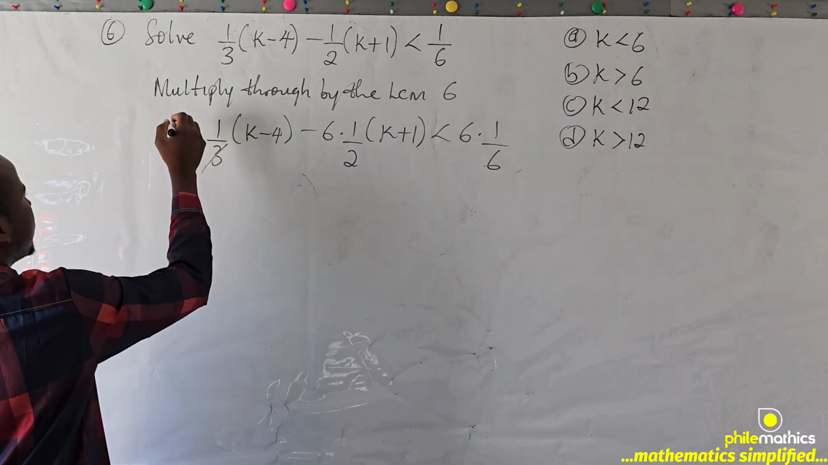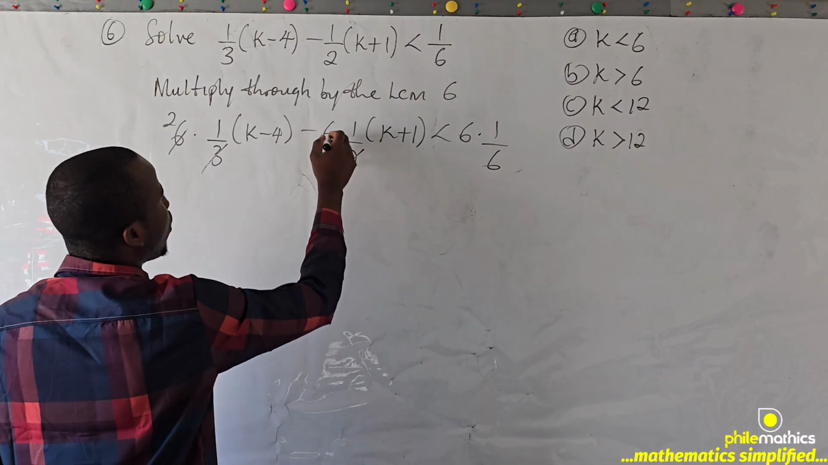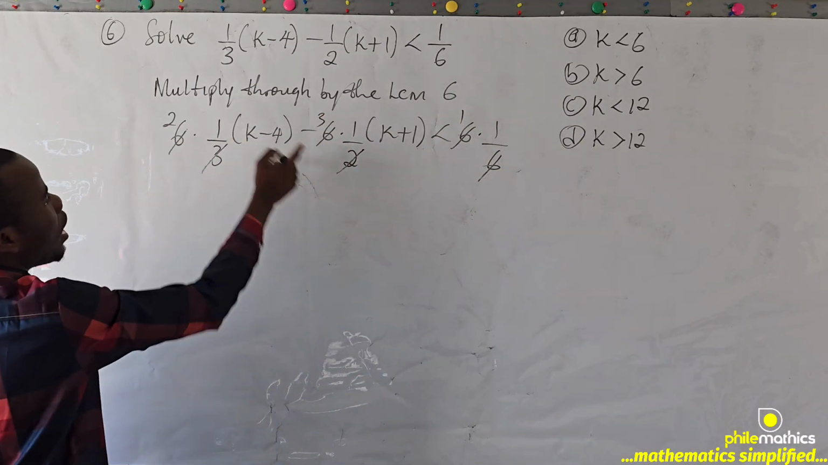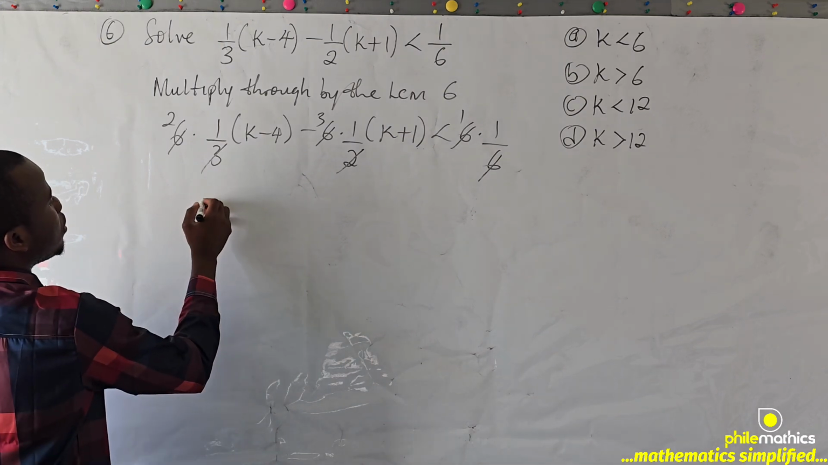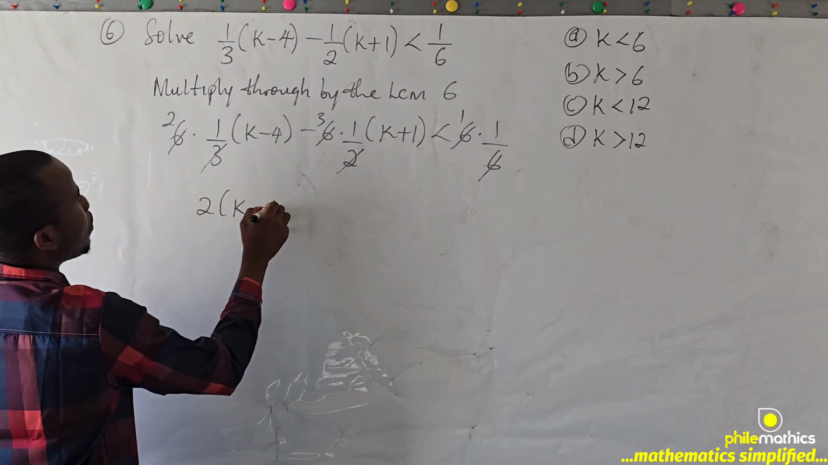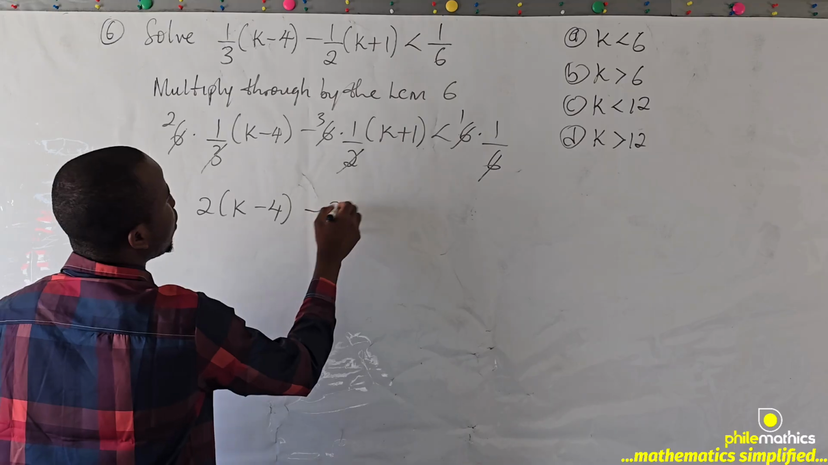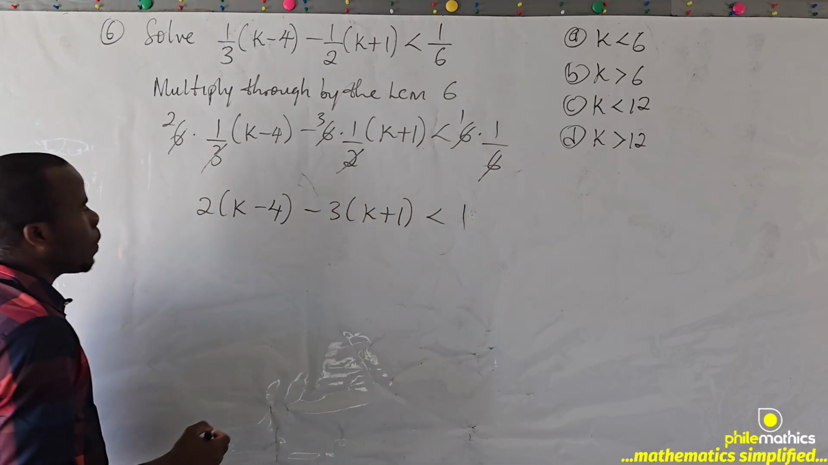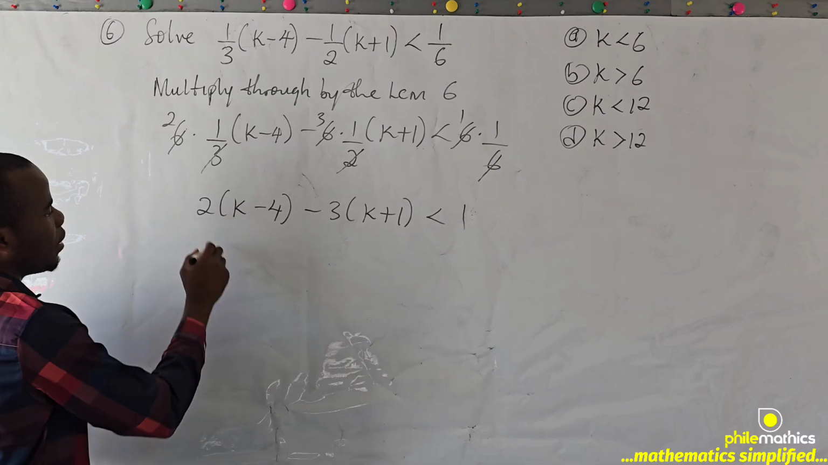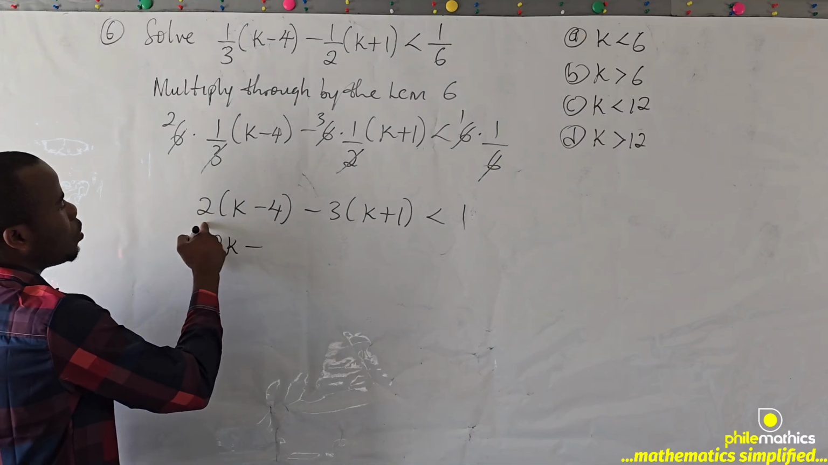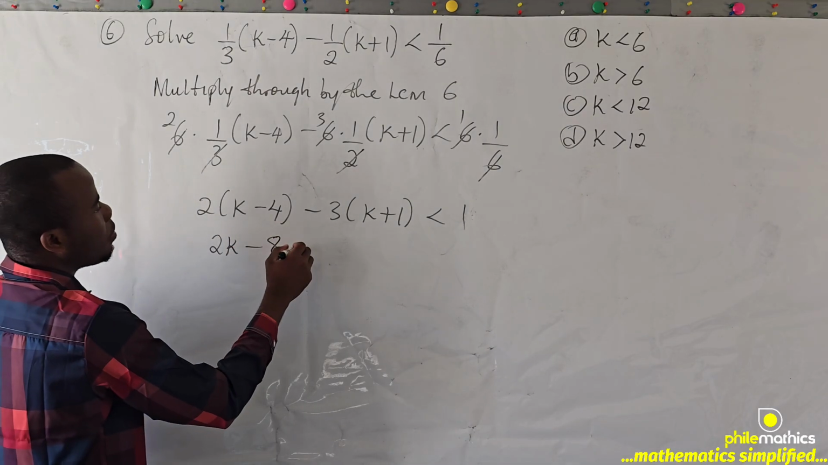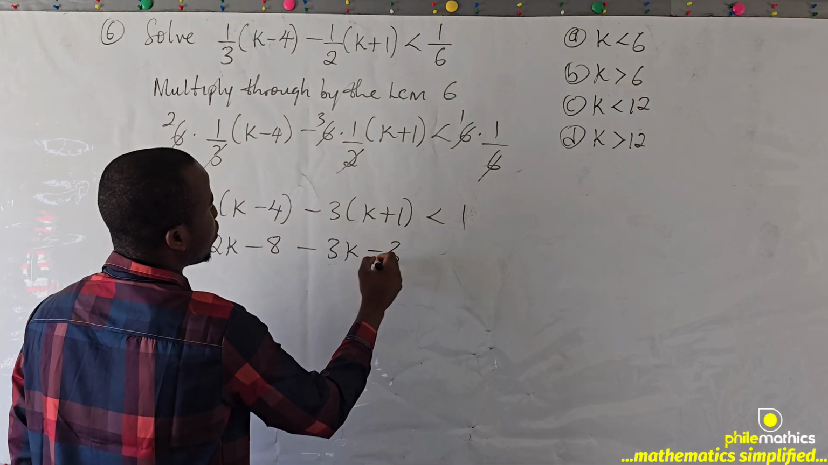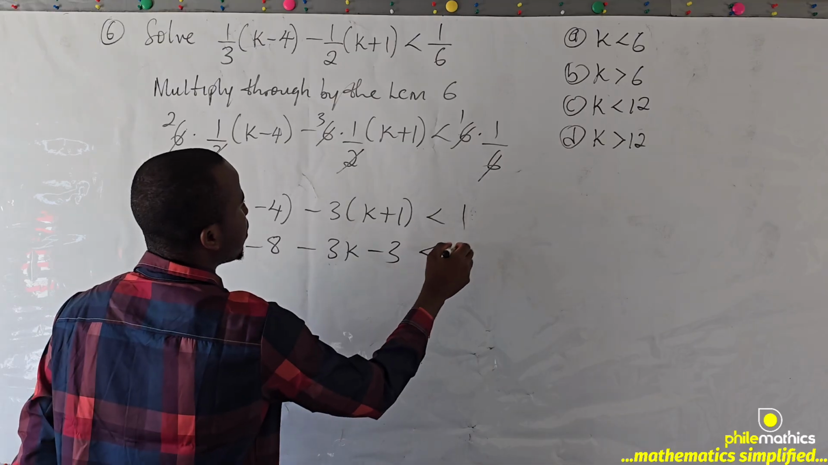3 can go into 6 2 times. 2 can go into 6 3 times. 6 can go into 6 once. And so we now open the bracket. This is simply 2 into (k minus 4) minus 3 into (k plus 1) less than 1. To open the bracket, 2 times k is 2k. 2 times minus 4 is minus 8, minus 3k minus 3. Don't forget the minus, less than 1.